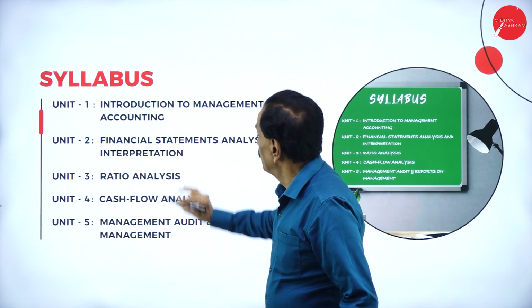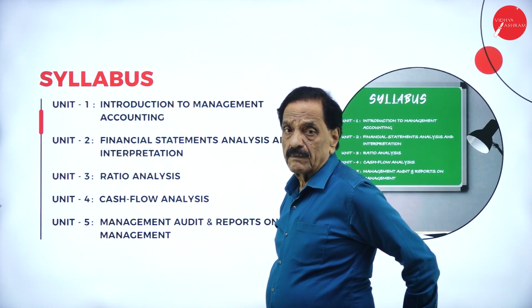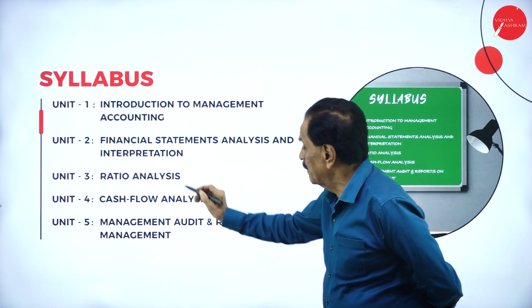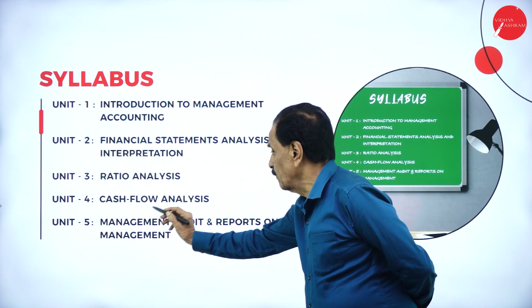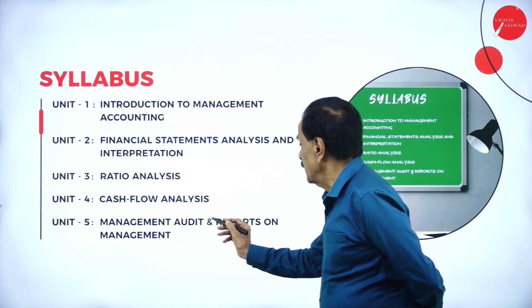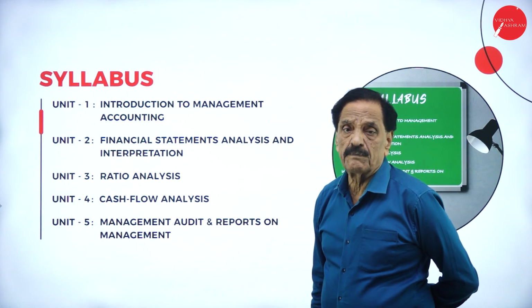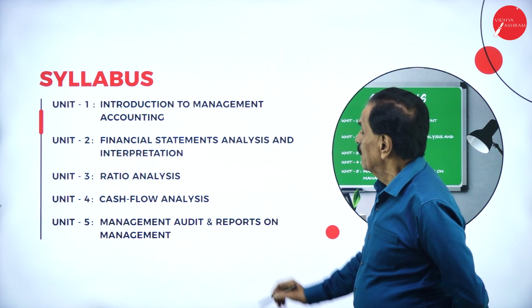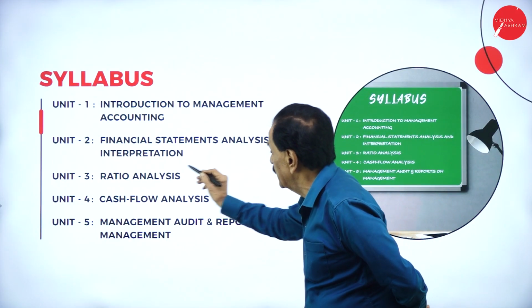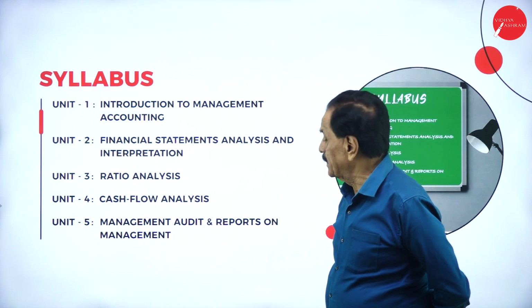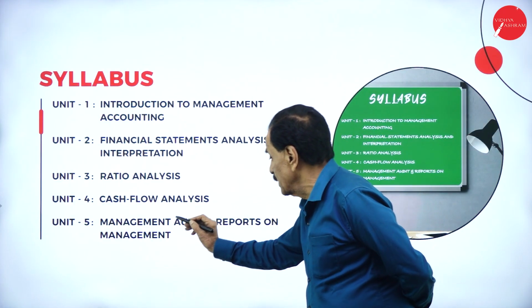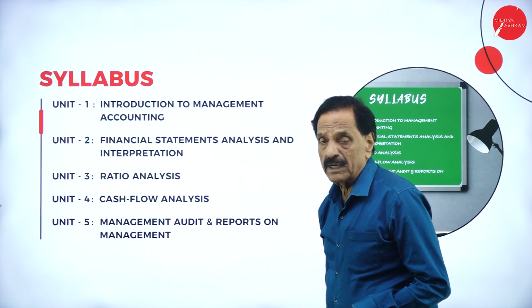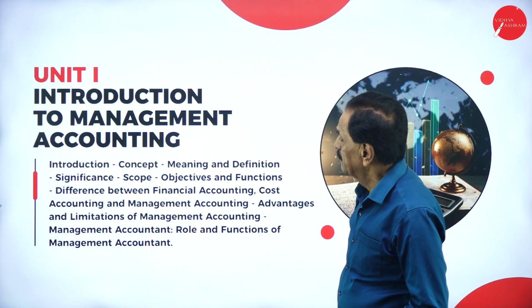Syllabus, unit 1, introduction to management accounting. Number 2, financial statement analysis and interpretation. Number 3, ratio analysis. Number 4, cash flow analysis. Number 5, management audit and reports on management. So which are the 5 units? Introduction to management accounting, financial statement analysis and interpretation, ratio analysis, cash flow analysis, management audit and reports on management. Very good chapters they kept here, especially as far as management accounting is concerned.